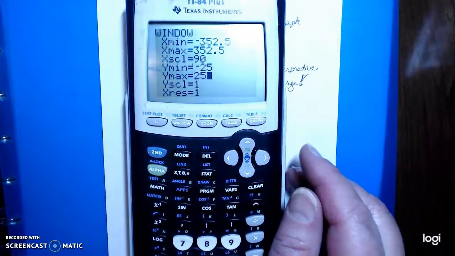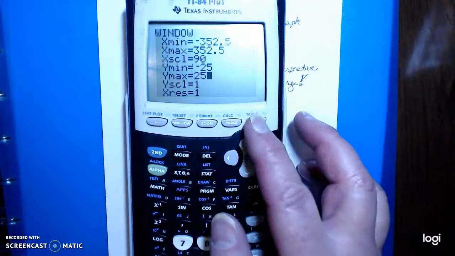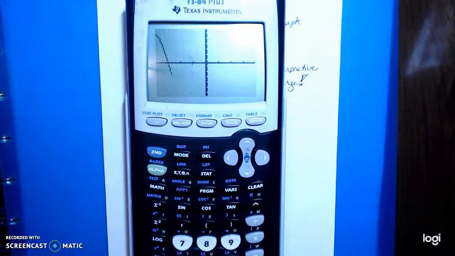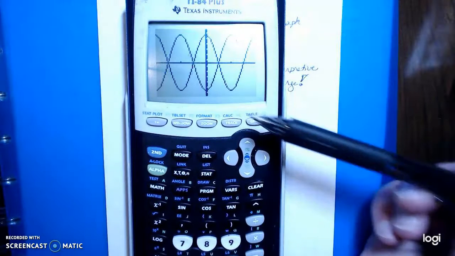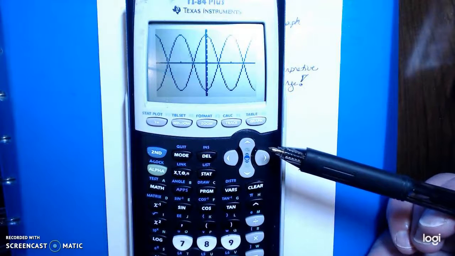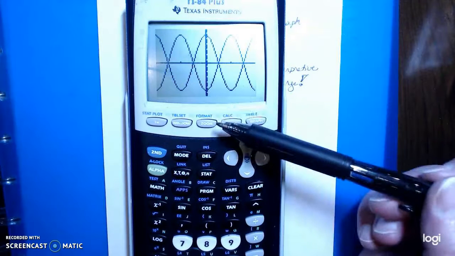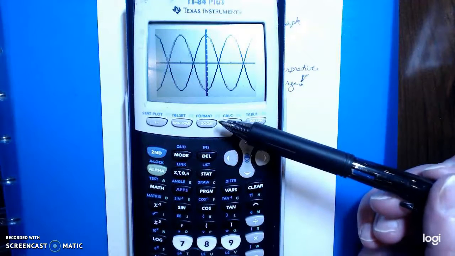Now, don't hit zoom trig, just hit graph. It's accepting that window, and what do we have but nice curves? The first one was our cosine curve, that was in y1. The second one is our sine curve, that's y2. And they sure are not the same graph. That was the question that we were being asked.